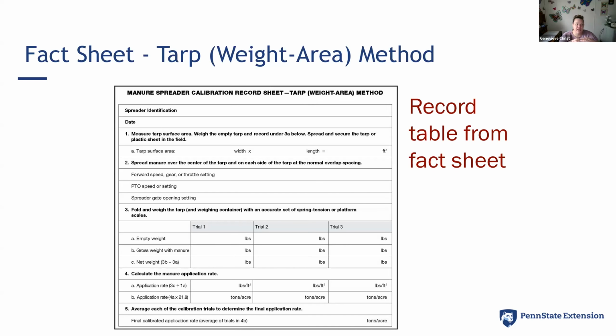Then this can be used as that record that goes in with that 38 plan, or given back to the farmer for any of the other manure plans they may have for their records.